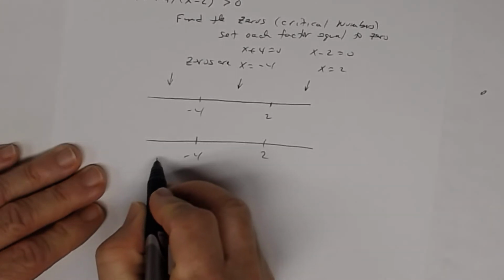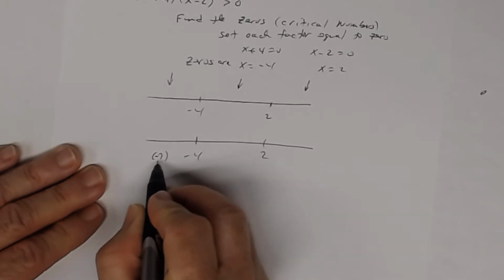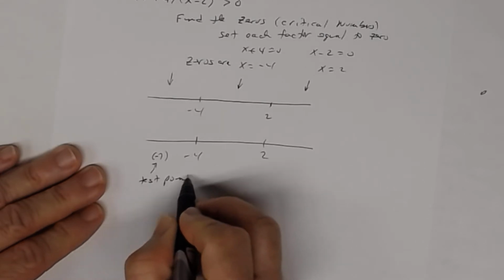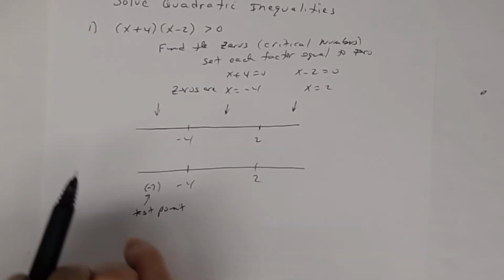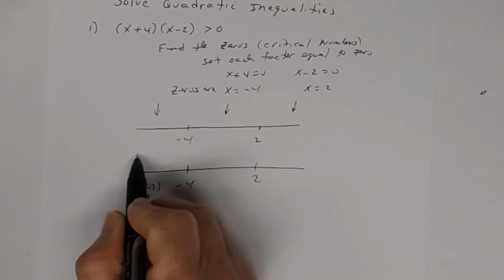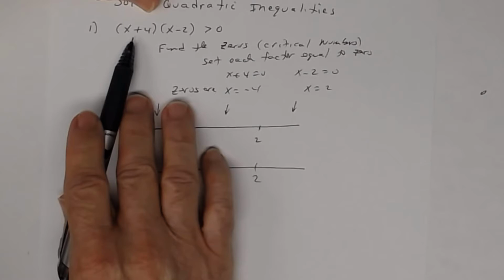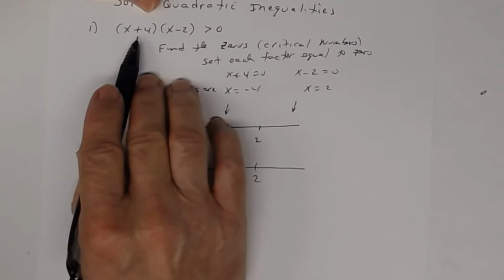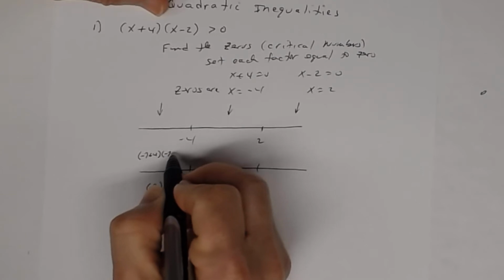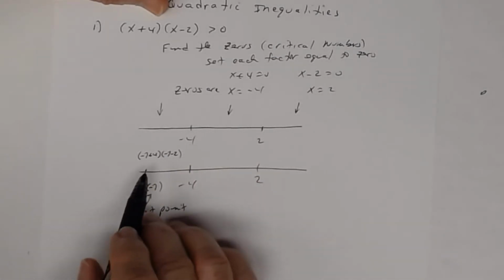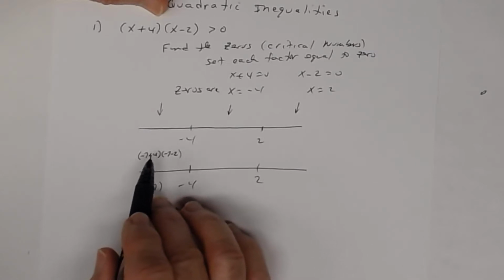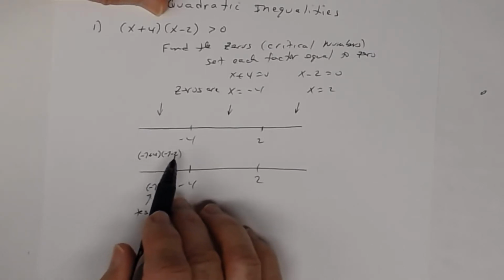So let's say negative 7 is my test point in that interval. Here's what you do. Very simple. Listen carefully. In your mind, you're saying, all right, I have negative 7. So in place of x, you're going to substitute negative 7. Negative 7 plus 4 times negative 7 minus 2. And all you have to do is ask yourself, is this factor negative or positive?